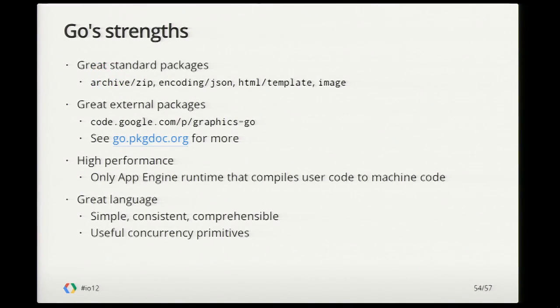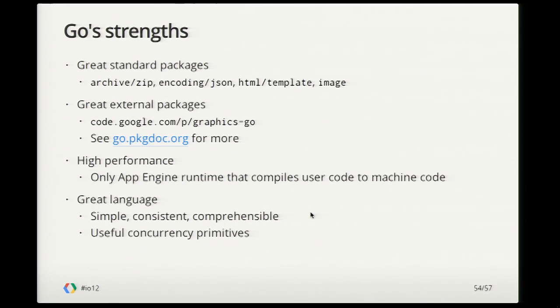So I just wanted to talk a little bit about the reasons why we chose Go to do this, as opposed to the Python or Java runtimes on App Engine. First of all, Go has great standard packages, which we took full advantage of in this app. Next, there is great external package support, driven by a really vibrant open source community. We used a graphics Go package just to perform the affine transformations, and that package is actually built atop the built-in image packages. And there's this great site, Go Package Doc, which you can visit to get a list of the thousands of open source packages that are available, of varying degrees of quality, of course.